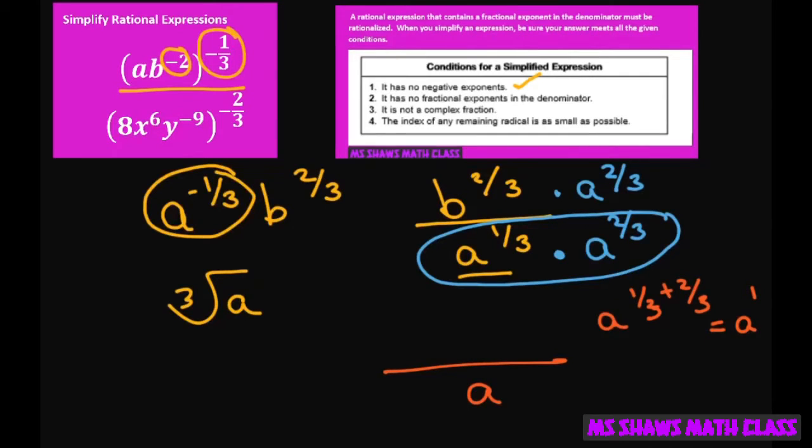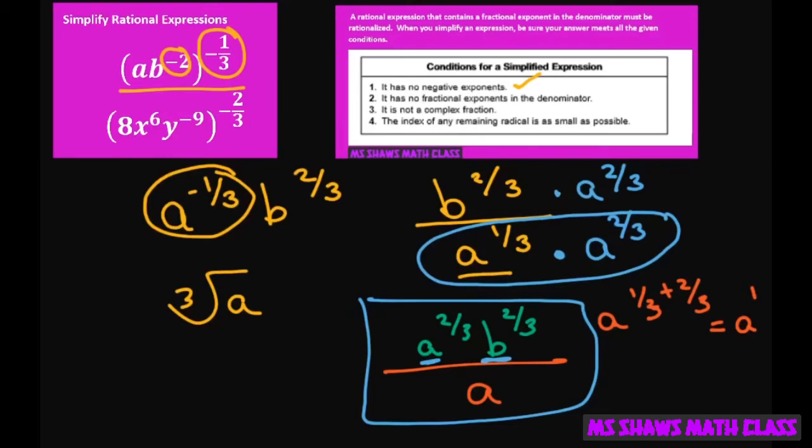And then in the numerator, you just multiply this out, and this is going to be a to the 2/3 times b to the 2/3. You can't combine these because they're different bases. These are different. And that would be your final answer there.